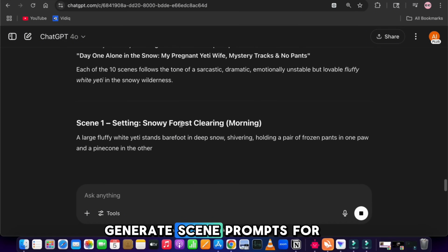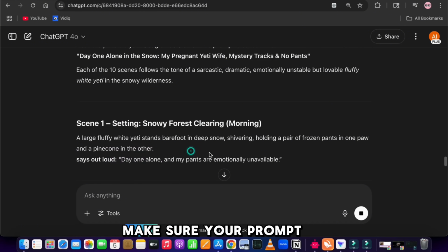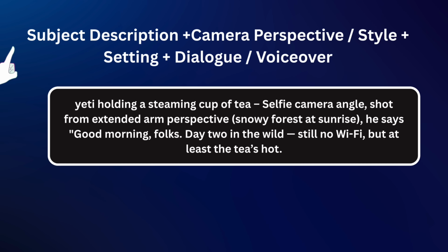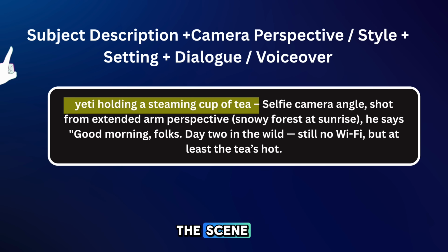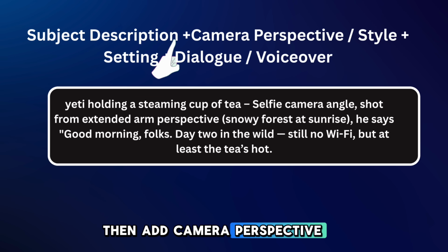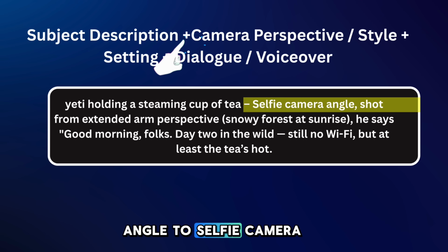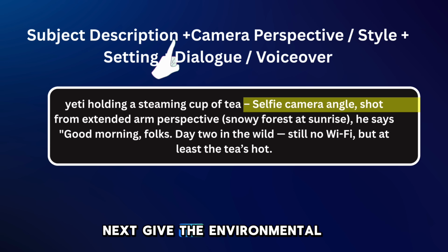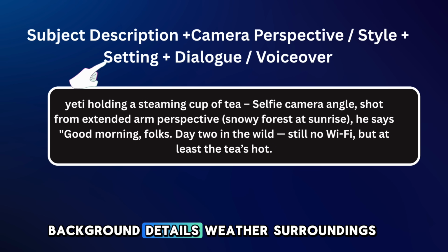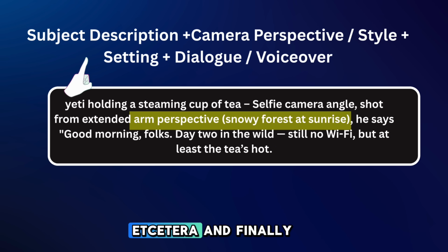ChatGPT will then generate scene prompts for you. Make sure your prompt follows this format. Subject description. Define the main character and action happening in the scene. Then add camera perspective, like setting the camera angle to selfie camera angle or something similar. Next, give the environmental context, background details, weather, surroundings, etc.